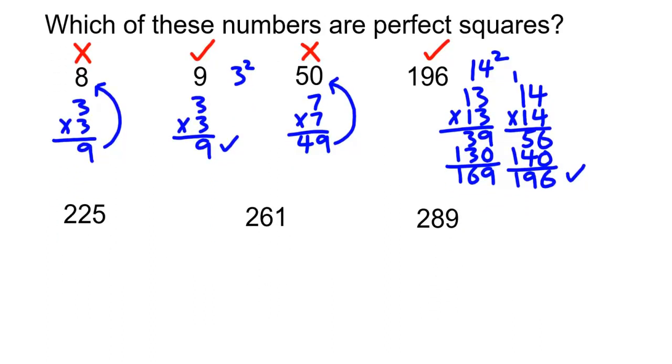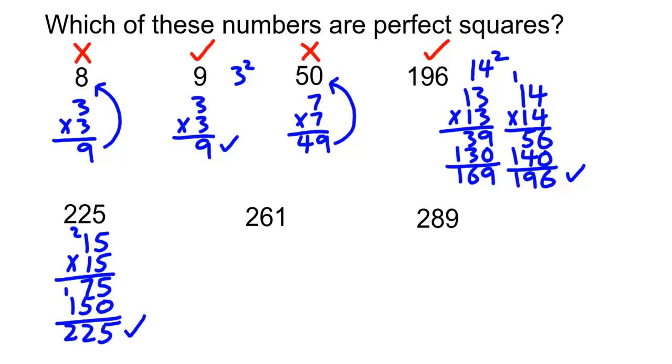For 225, again, I'm not sure which numbers will work, so I'll try 15 times 15. 5 times 5 is 25. 5 times 1 is 5, plus 2 is 7. Put a 0. 1 times 5 is 5, and 1 times 1 is 1. 75 plus 150 is 225, which is the same number. Therefore, 15 squared equals 225, so 225 is a perfect square.